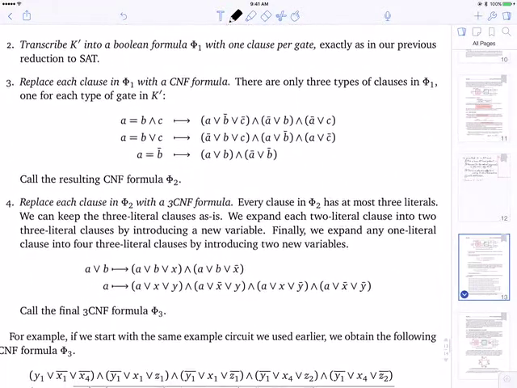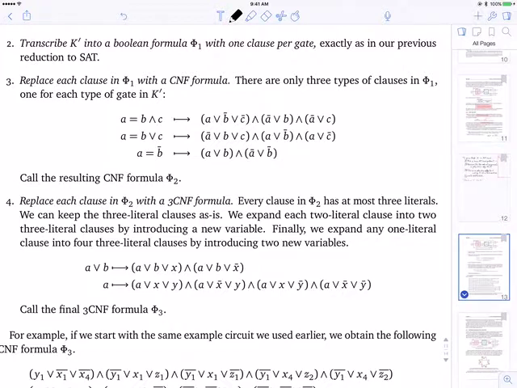Then I do exactly what I did with SAT. For each gate, I transform that into a clause that looks like this. I just write down every AND gate as a clause of the form A equals B and C. Every OR gate is a clause A equals B or C. Every NOT gate is a clause A equals not B. Just like I did for the general satisfiability reduction.